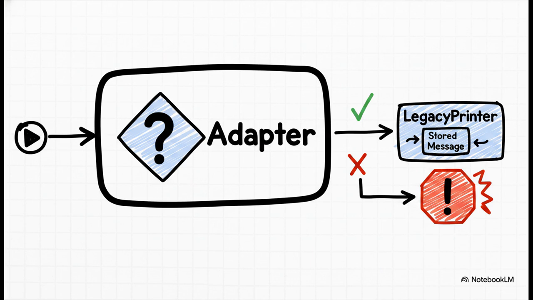It checks if the legacy object is nil. And let me be clear, this is absolutely non-negotiable in production code. You always have to handle the case where a dependency might be missing. If it's safe, then it calls the old print method, passing in the message it has stored. That's the translation right there in action.